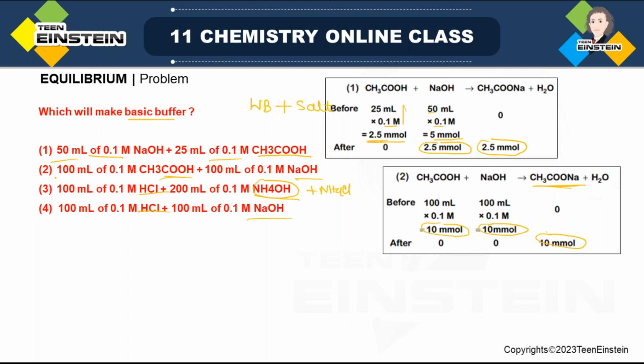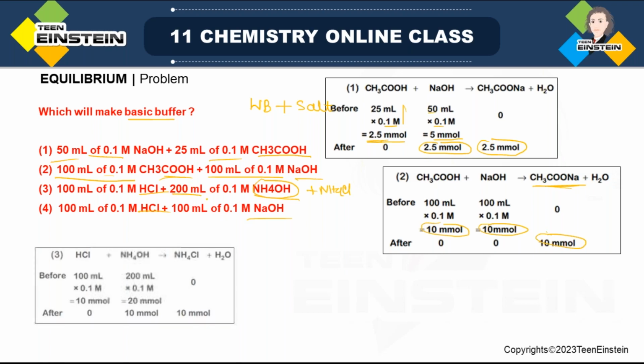And see here, if you look at the value, then also you can understand it will be direct neutralization, right? Now option 3: 100 ml 0.1, that means 10 millimole HCl and 20 millimole NH4OH. That means excess reagent will remain. HCl is limiting. Some extra NH4OH is there and there is also salt.